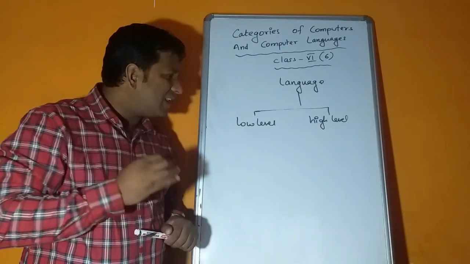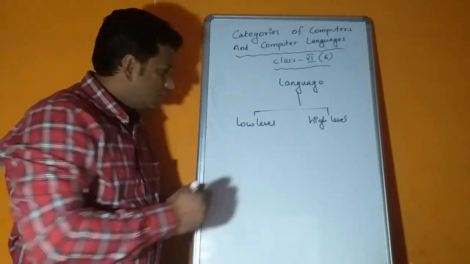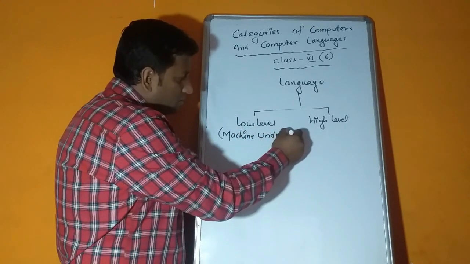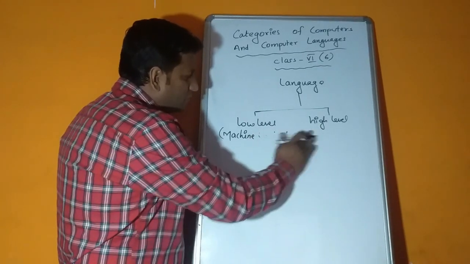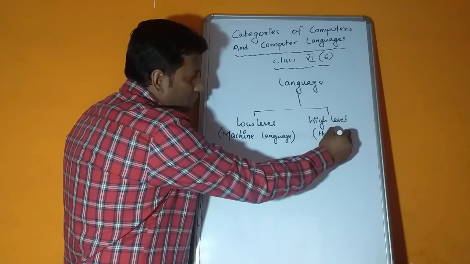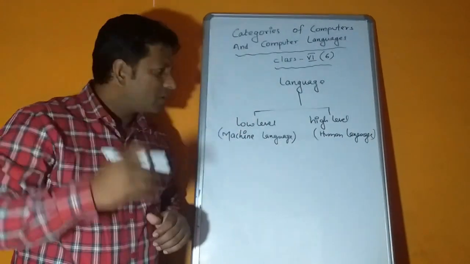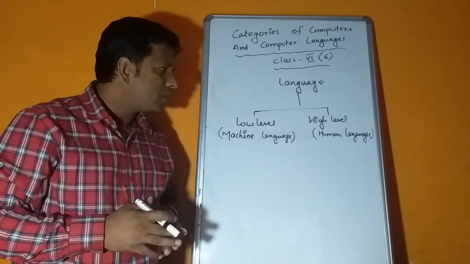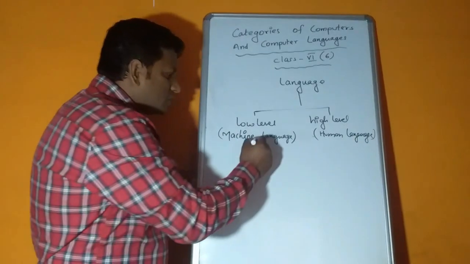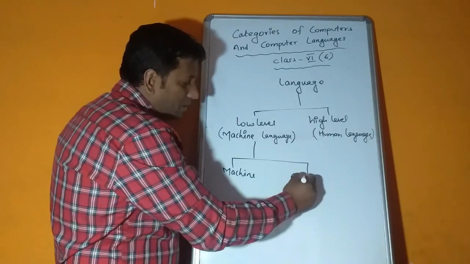Let me tell you, low level languages are the languages which are directly understood by the machine. Means machine understandable language, you can say a machine language. And this, you can say, is a human language. So languages are categorized in two parts: low level language and high level language. Low level language I have given the name machine language, and high level language the name human language. This low level language is again categorized in two different parts. One is directly machine language and another is assembly language.